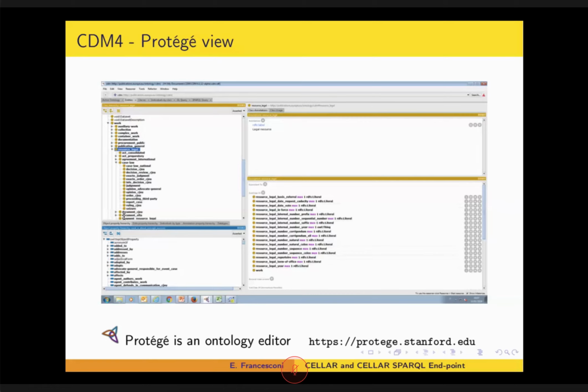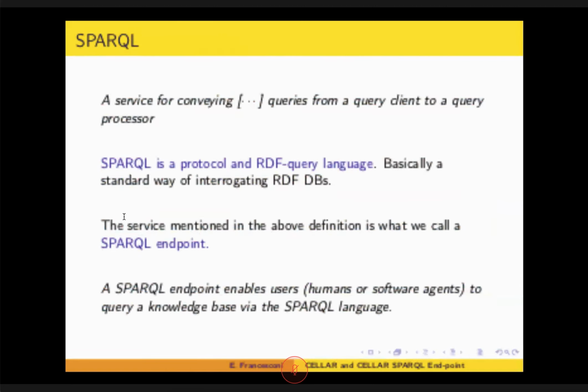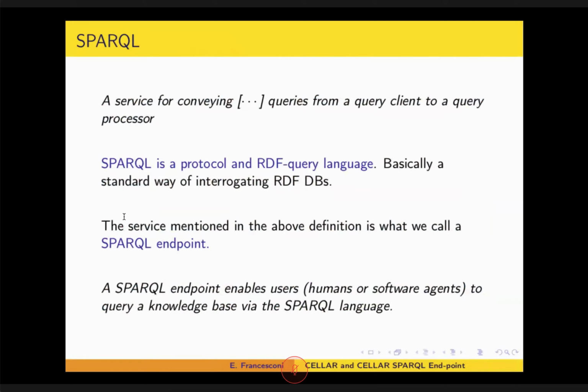And it enables users, which can be humans or software agents, to query the knowledge base via the SPARQL language. This is the human interface of the SPARQL endpoint that can be reached at the URI that has been shown here in this slide. And here you can have, for example, the results, basically a stream of RDF statements. And we have here a few examples of queries that can be submitted to the SPARQL endpoint.